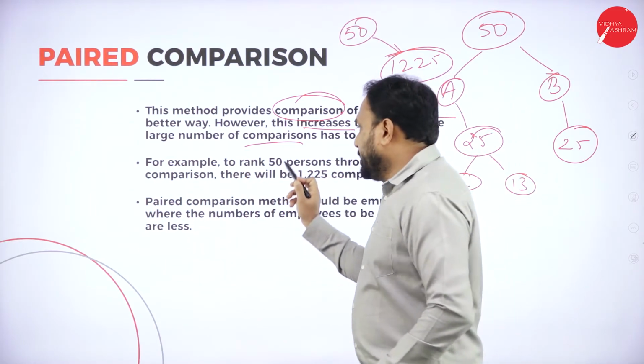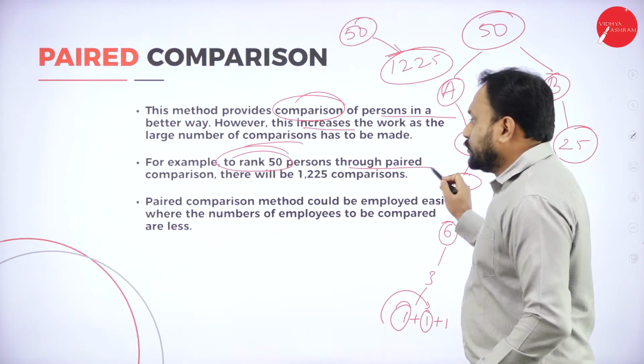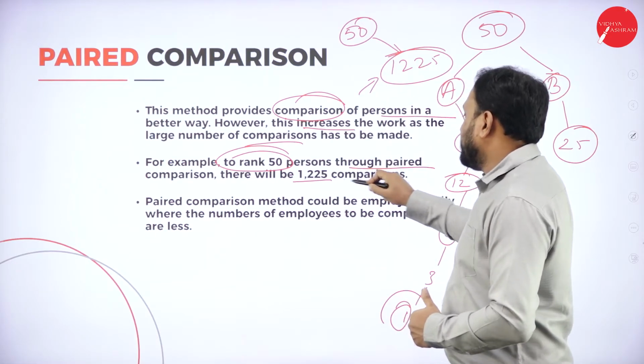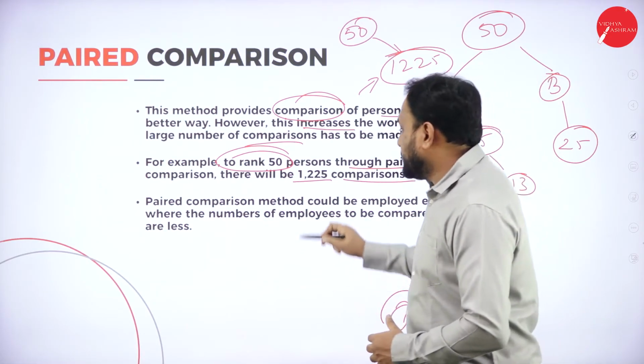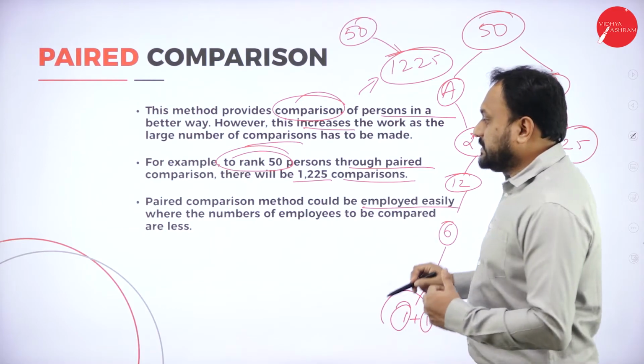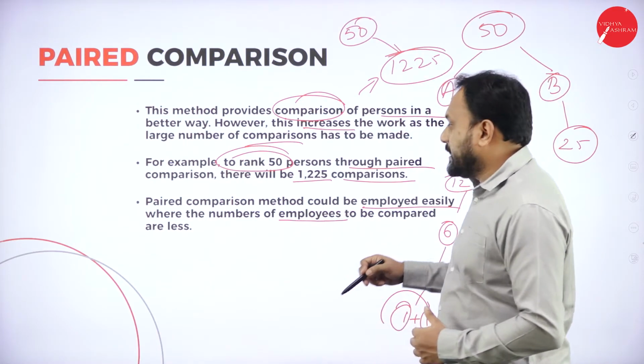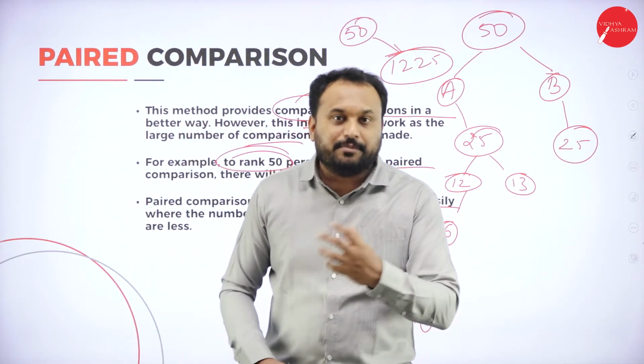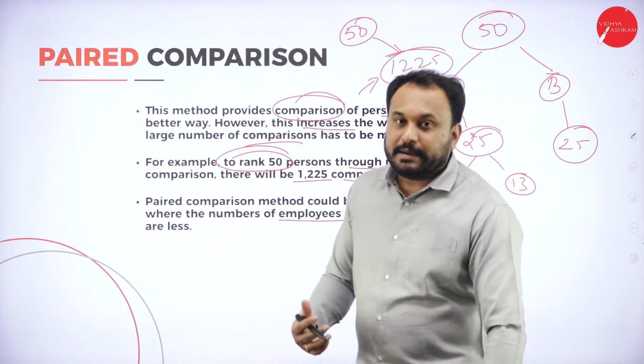So for example, to rank 50 persons through paired comparison, how many comparisons will there be? 1225 comparisons. Now the paired comparison method could be employed easily where the number of employees to be compared is small. When you have 10, how much will it be? For 5, how much is it? So this is the paired comparison.